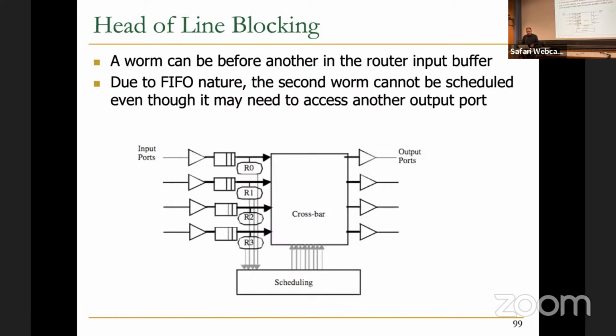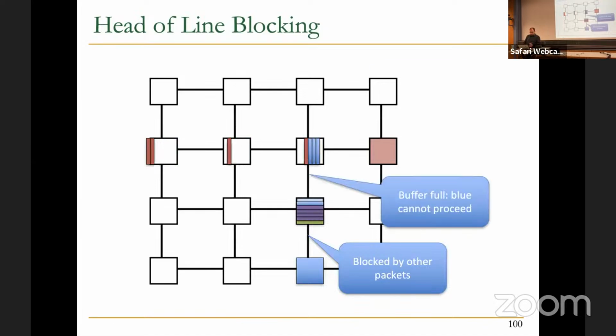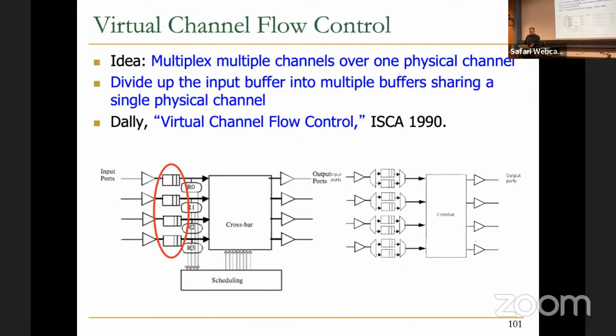And how people handle that is they came up with virtual channels. You can also see head-of-line blocking here with this animation. You can check it. But how people design it is using virtual channels. In virtual channel flow control, the idea is that we multiplex multiple channels over one physical channel and divide up the input buffer into multiple buffers sharing a single physical channel. This is virtual channel flow control, or virtual cut-through, as people also say.